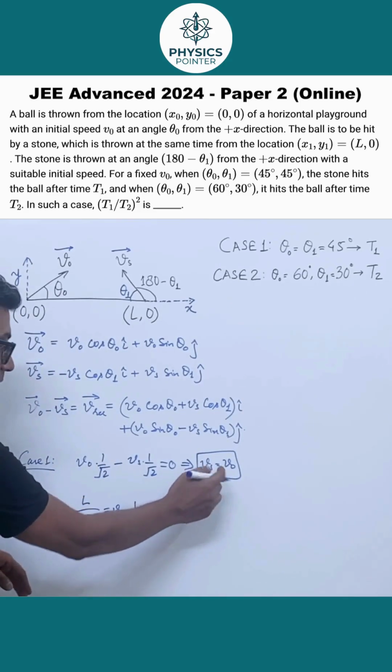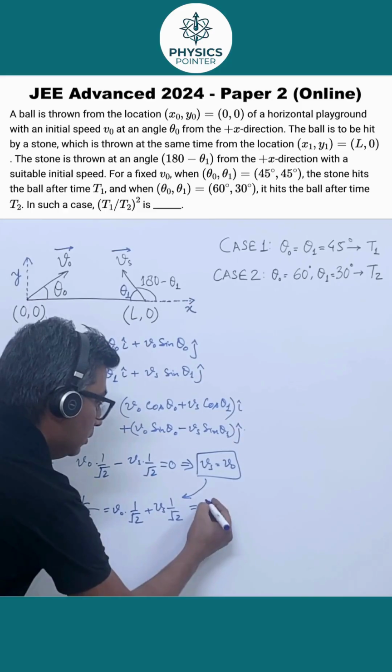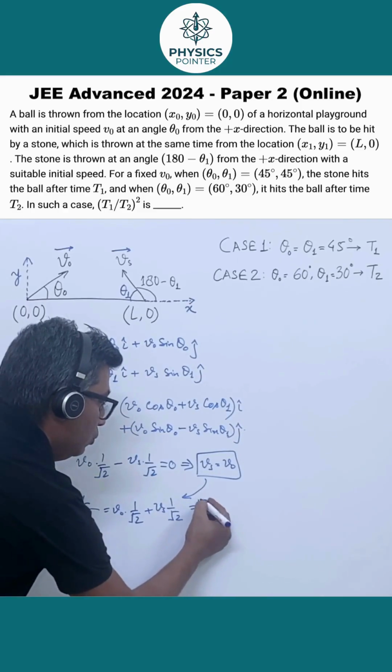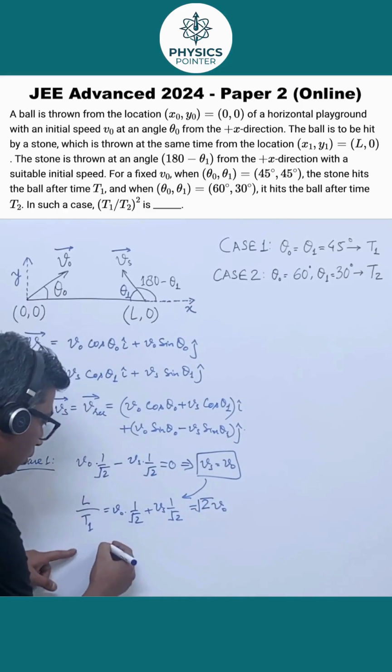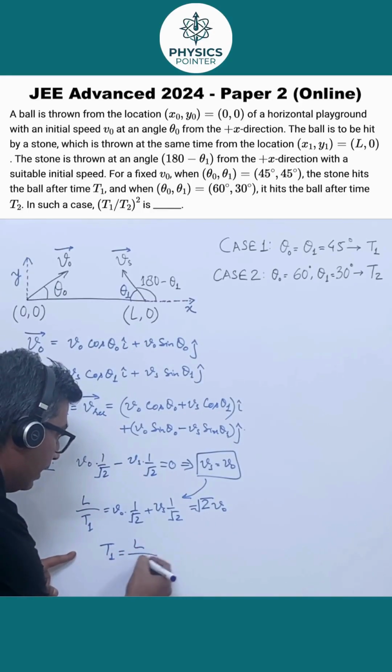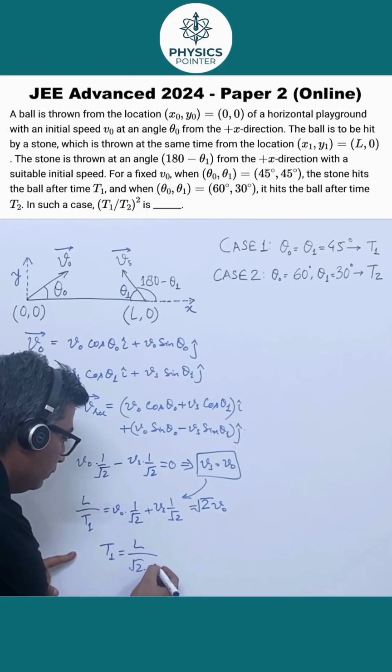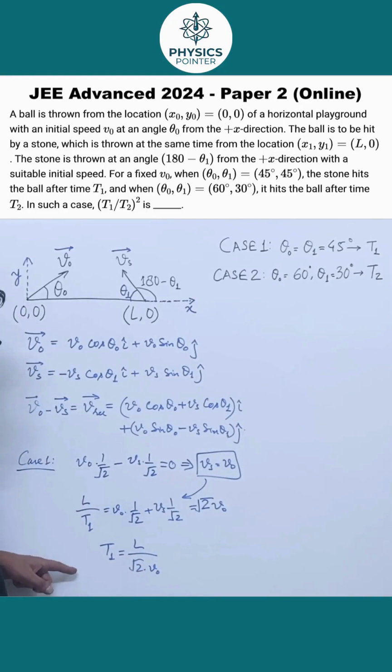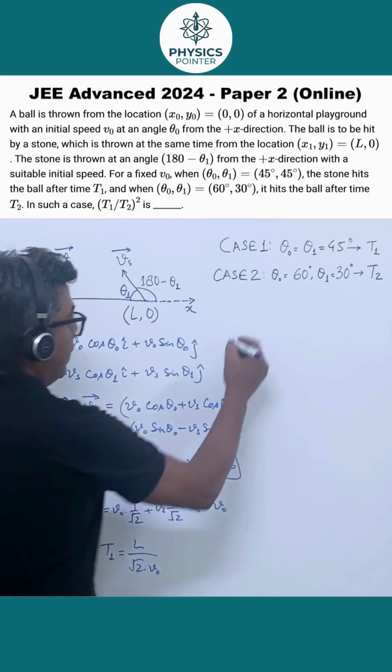And from this equation, we can simply say root 2 times v naught, or you can say t1 is equal to L by root 2 times v naught. Got it? Great. Now let's take case 2.